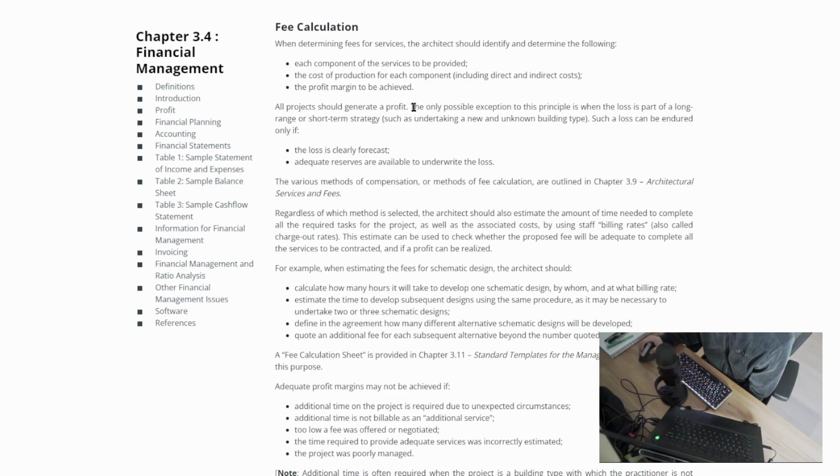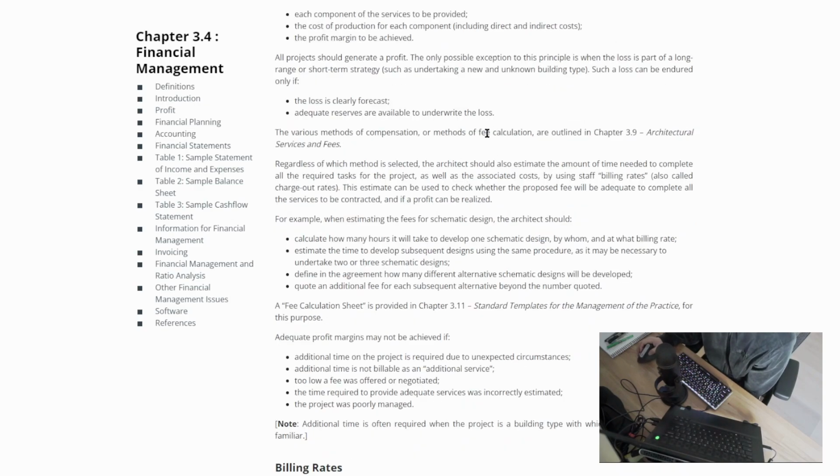All projects should generate a profit. The only possible exception to this principle is when the loss is part of a long-range or short-term strategy, such as undertaking a new and unknown building type. Such a loss can be endured only if the loss is clearly forecast and adequate reserves are available to underwrite the loss. The various methods of compensation or methods of fee calculation are outlined in Chapter 3.9.